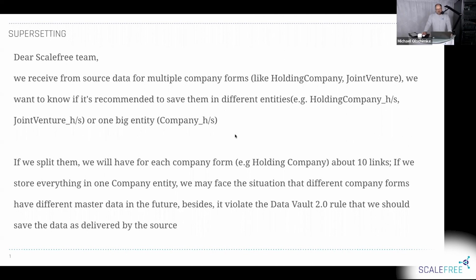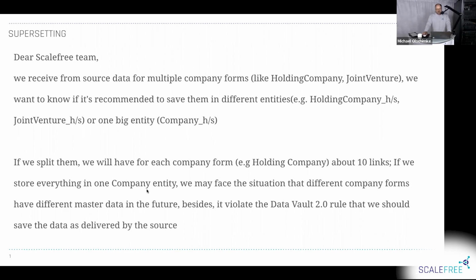And the question now is, should each source table, let's say a holding company, become its own hub and a satellite? Holding company, hub, satellite, joint venture, hub and satellite, and so on? Or should there be only one hub and one satellite, or maybe multiple satellites? The consultant sees some advantages and disadvantages. When you have one hub per company type, you would have a lot of hubs and then a lot of links in between to connect those. I assume these links come from foreign keys between those entities in the source system.